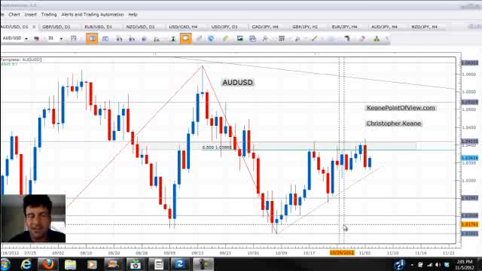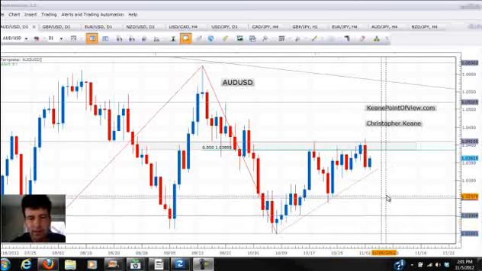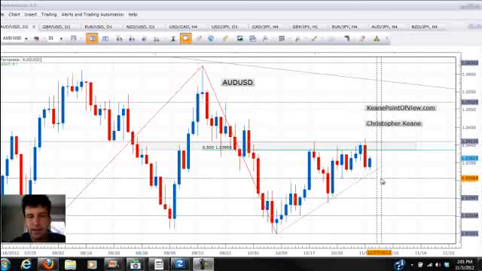Heading into today's Asian trading, volatility could be created by the Reserve Bank of Australia rate decision. The news release or conference after the decision could add a little bit of insight into the RBA's future policy regarding interest rates, where it could give us insight into the state of the economy and, as always, exports and imports to China.